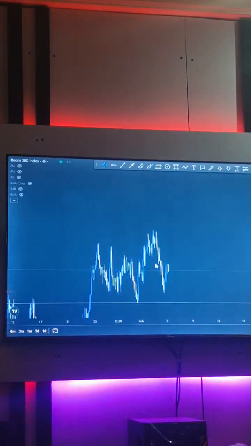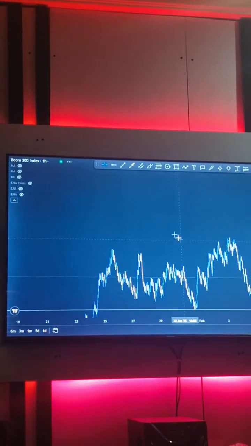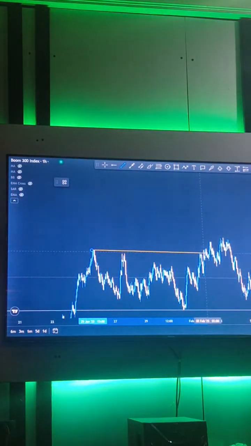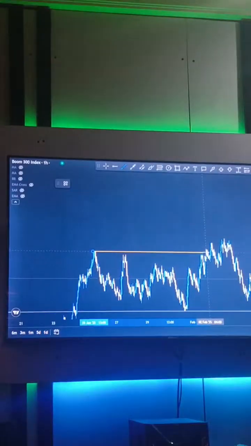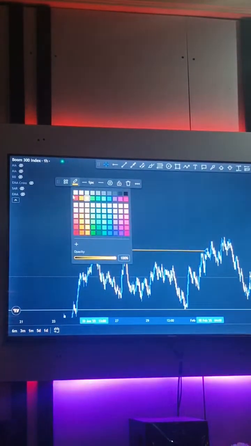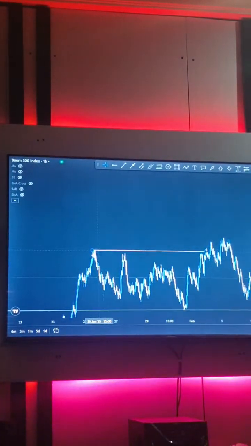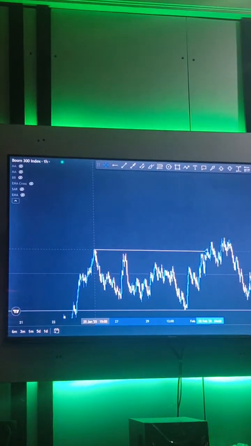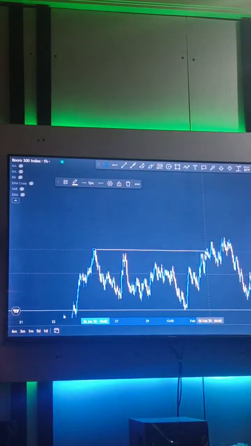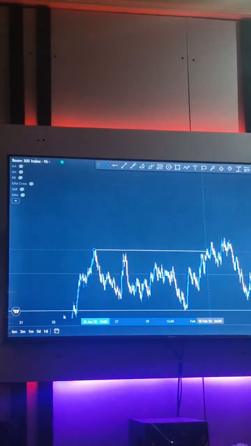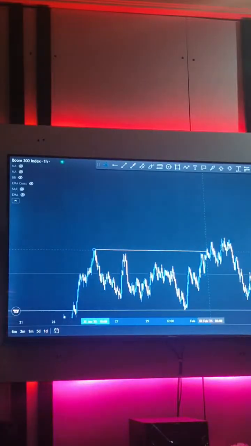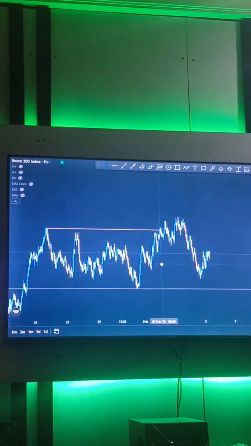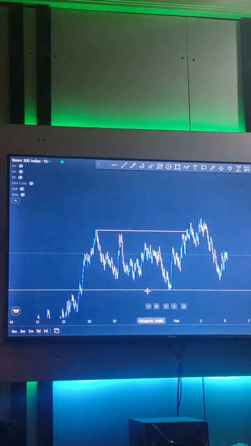You see how simple this is. I'm marking out my higher highs and higher lows. This is my high. So you can see I just marked up my high. Then we got a very good resistance here.